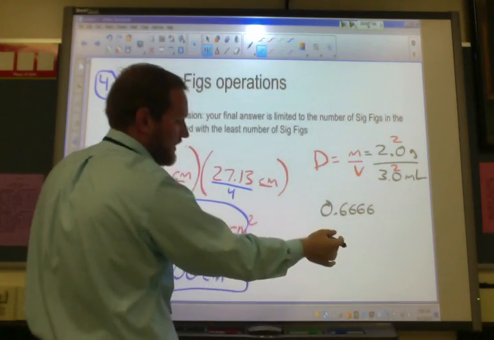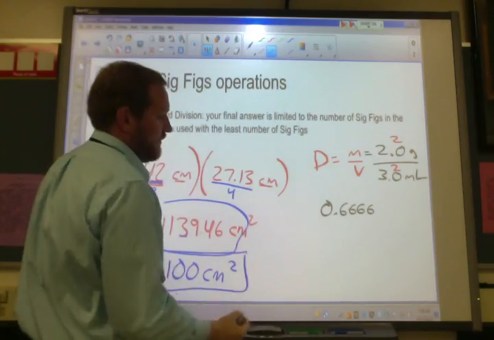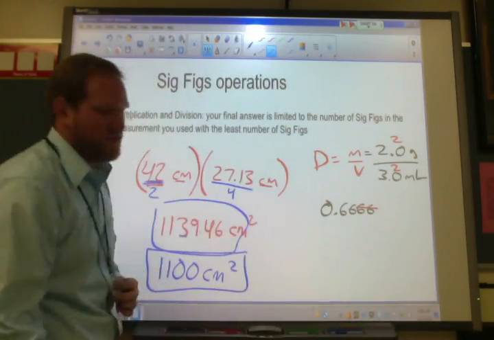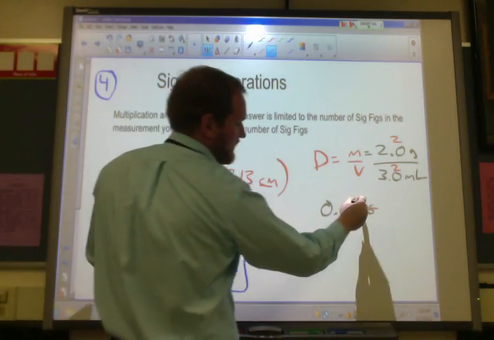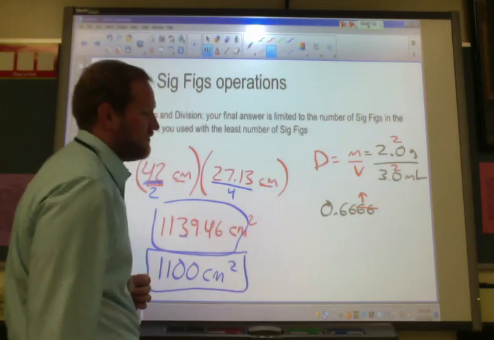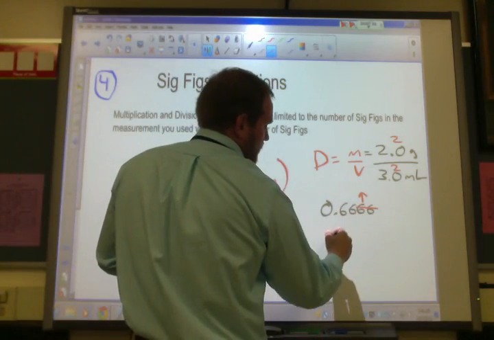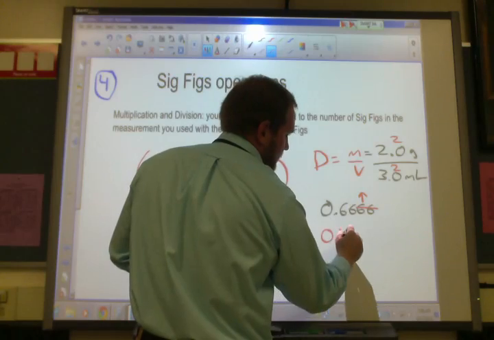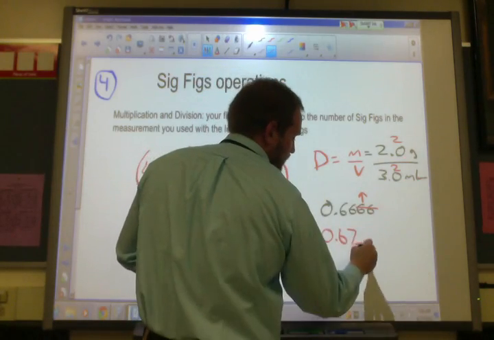0.6666, that's what your calculator says. We need to round this off. Well, you can't just cut off the 66 and say 0.66, because this 6, being higher than a 5, is going to make this round up to a 7. So 0.67 gram per milliliter.